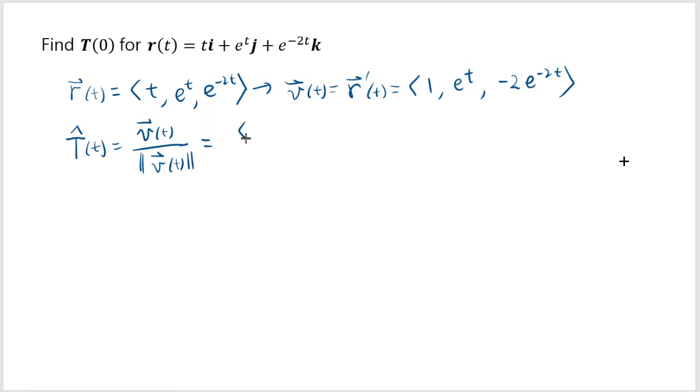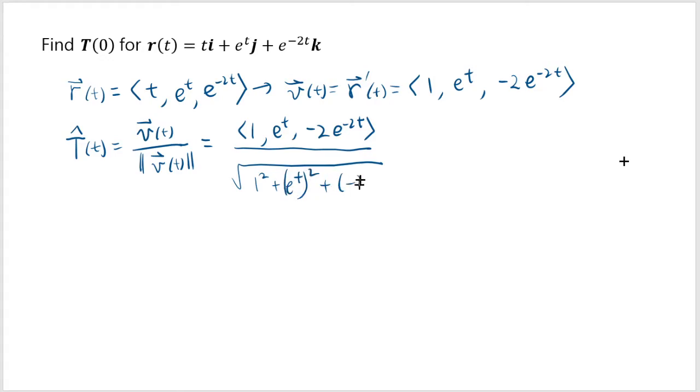Okay, so that's going to be ⟨1, e^t, -2e^(-2t)⟩ divided by the square root of 1 squared plus (e^t) squared plus (-2e^(-2t)) squared. Okay, so that's what it is, except that it's asking for T(0). Usually you can simplify this, but usually what you have down here is not something you can easily simplify, so you end up getting stuck with some really complicated one. But if you're given a value, you can actually evaluate it.